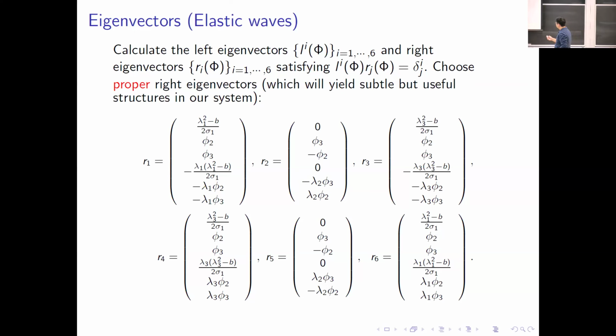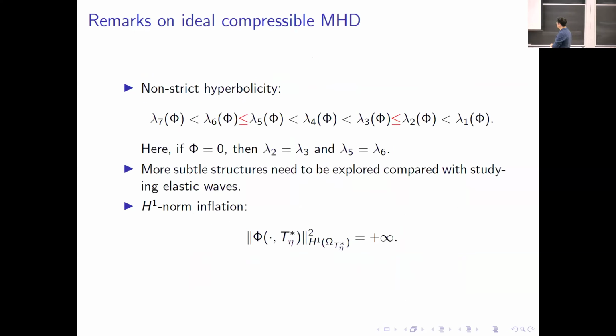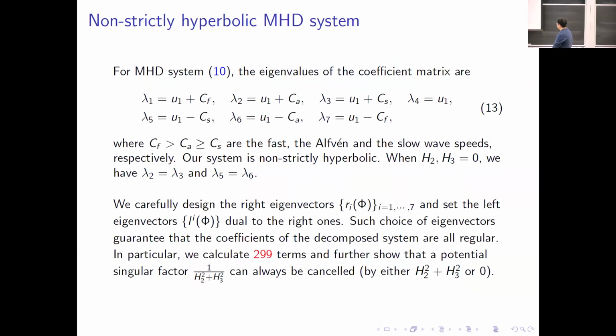So this would be the left eigenvector and right eigenvector. For the MHD system, there is also an additional lambda 4 in between, so it is a 7x7 system. In terms of the result, we need to explore more subtle structures of MHD to get the ill-posedness result. We also have this non-strict hyperbolicity, with lambda 1 to lambda 7 of the following form.